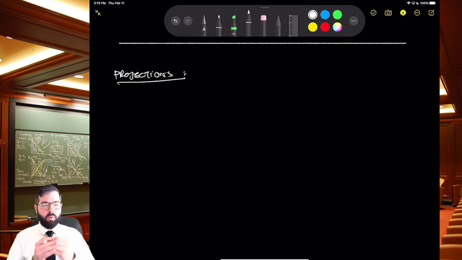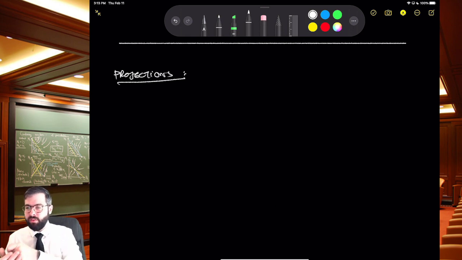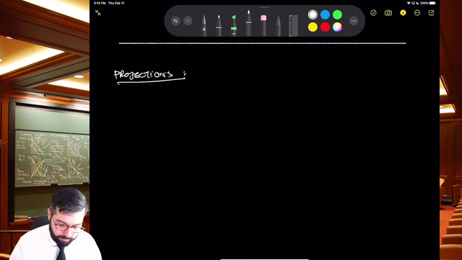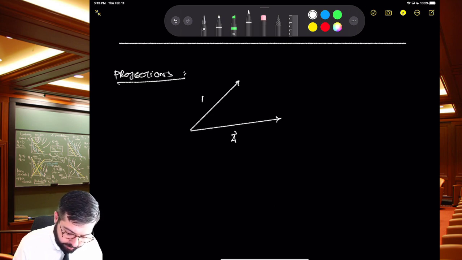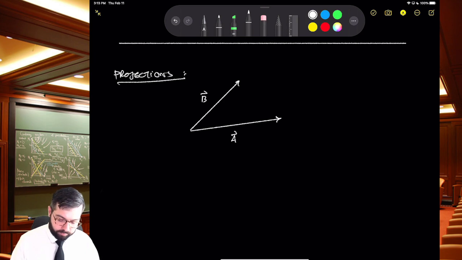A lot of times what we want to do is project a vector down onto an axis or onto another vector. What is the shadow of this vector on top of another vector? So if we have a given force here and here, I'll call this A and I'll call this B. You'll notice A is not flat, it has some angle to it.